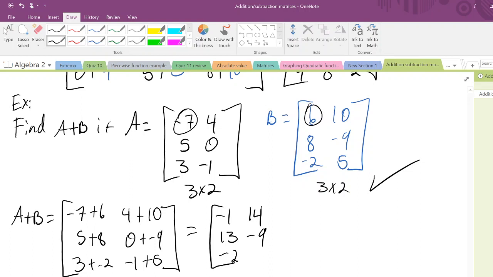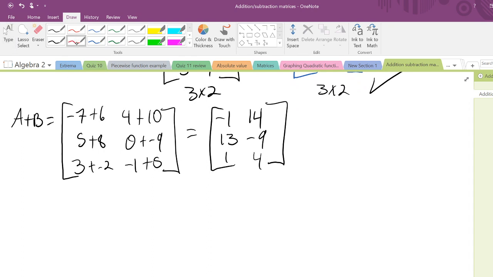Wait, no, I'm adding wrong. I was looking at the wrong thing. 1 and 4. My bad. Alright, so it's going to be the same thing with subtraction. Alright, so subtraction.